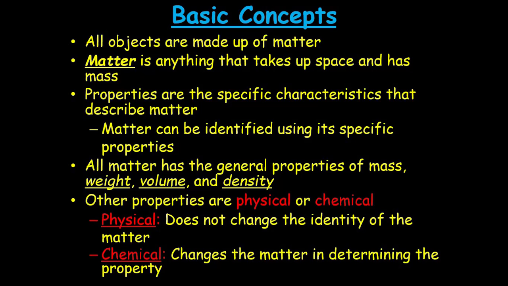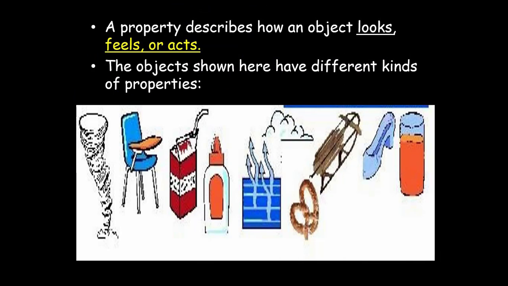The difference between them is that the physical does not change the identity or the structure of the matter, while the chemical is about changing the matter, or we are talking about the structure itself. A property can describe how an object looks, feels, or acts, as you can see in this picture. I can describe this picture by describing the color, the size, the shape, and so on. If we go deeper, we talk about the structure itself.